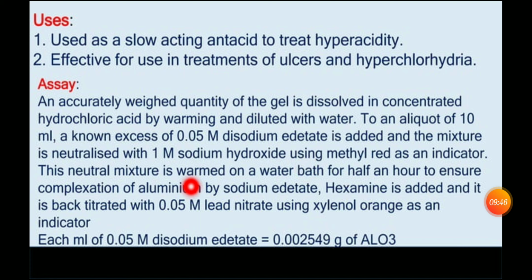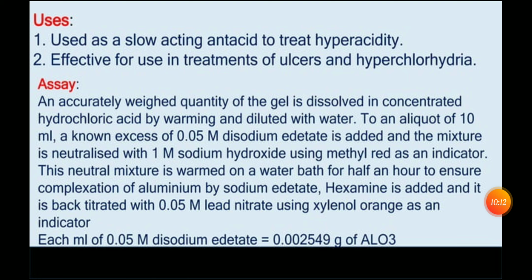This neutral mixture is warmed on the water bath for half an hour to ensure the complexation of the aluminum by the sodium acetate. Hexamine is added and it is back titrated with 0.05 molar lead nitrate using xylenol orange as an indicator. It will show the end point of the reaction.